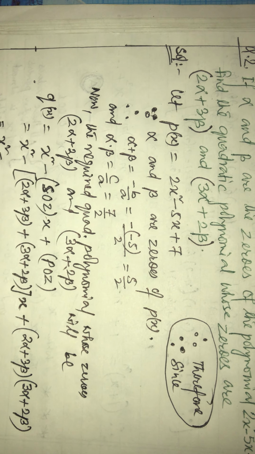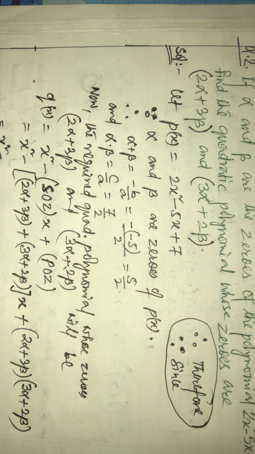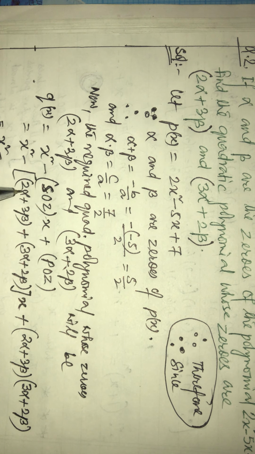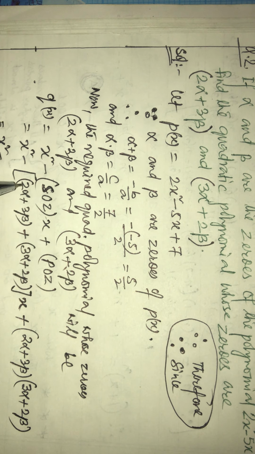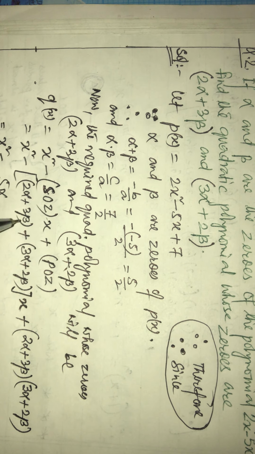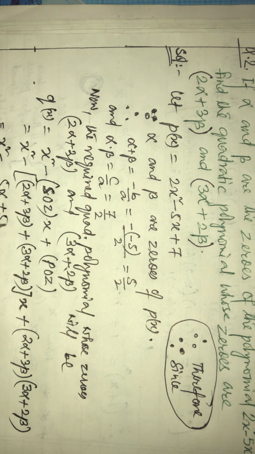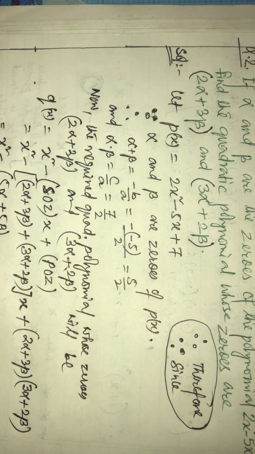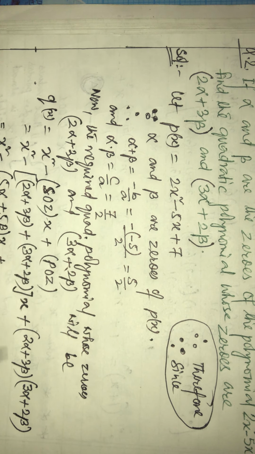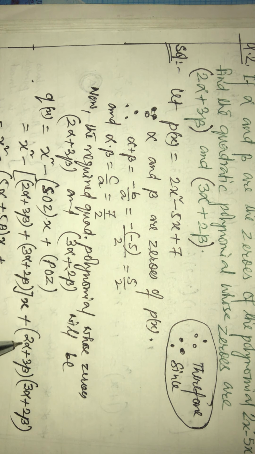X square. Now simplify it. If you open this and combine like terms, 2 alpha and this 3 alpha, we can add them, so we will get 5 alpha. 3 alpha and 2 beta, so we need to add, so again you'll get 5 beta, bracket and this x, so here we can multiply them.